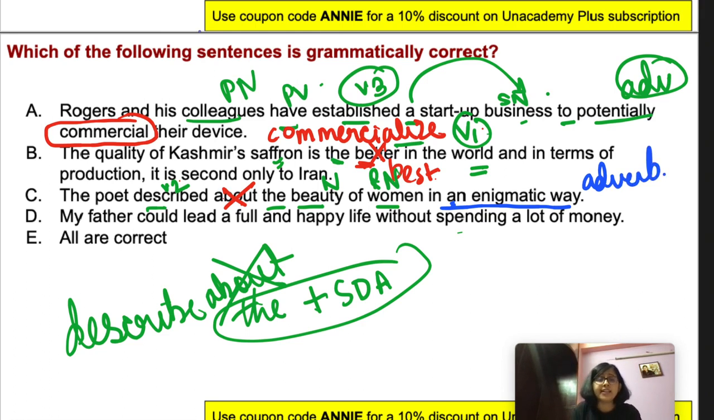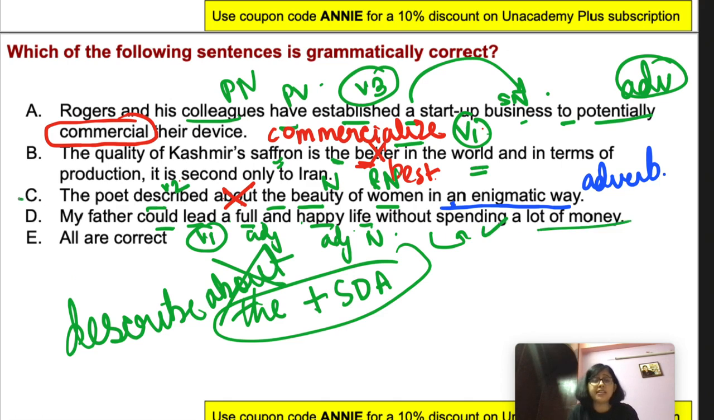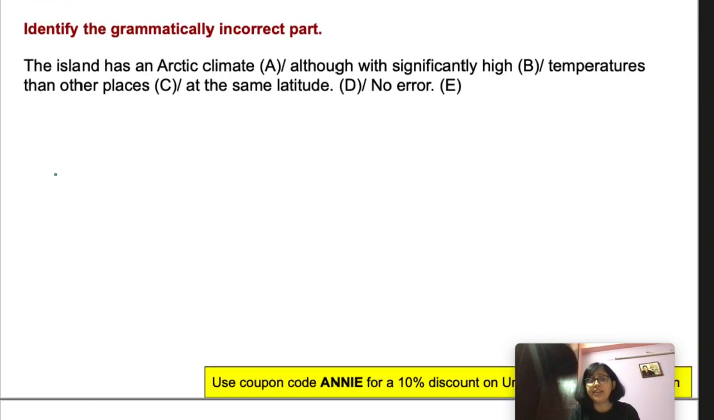Next, my father could lead a full and happy life without spending a lot of money. So could plus V1, lead a full and happy life. Full is an adjective, happy is again an adjective for the noun life, without spending, without plus gerund, spending a lot of money. So option D is correct. Sentence D is grammatically correct.